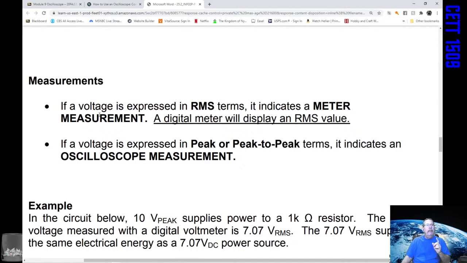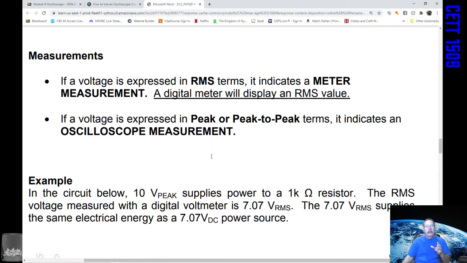So if a measurement is expressed in RMS terms, it indicates that a meter measurement, and this is really important, was used. A digital meter will always display an RMS value. And I don't have one handy. Well, I guess it's over there. When we're using that meter with those probes on it, we're actually measuring RMS voltage, whether we knew it or not, okay? If the voltage is expressed in a peak-to-peak fashion, then it indicates that we used an oscilloscope to measure it. And like I said, we'll be working more with oscilloscopes in the lab on Tuesday.